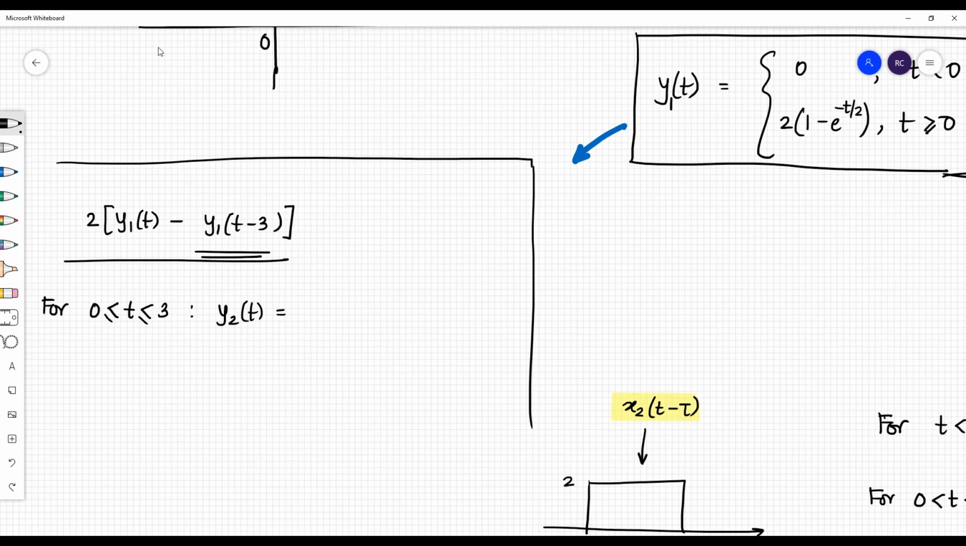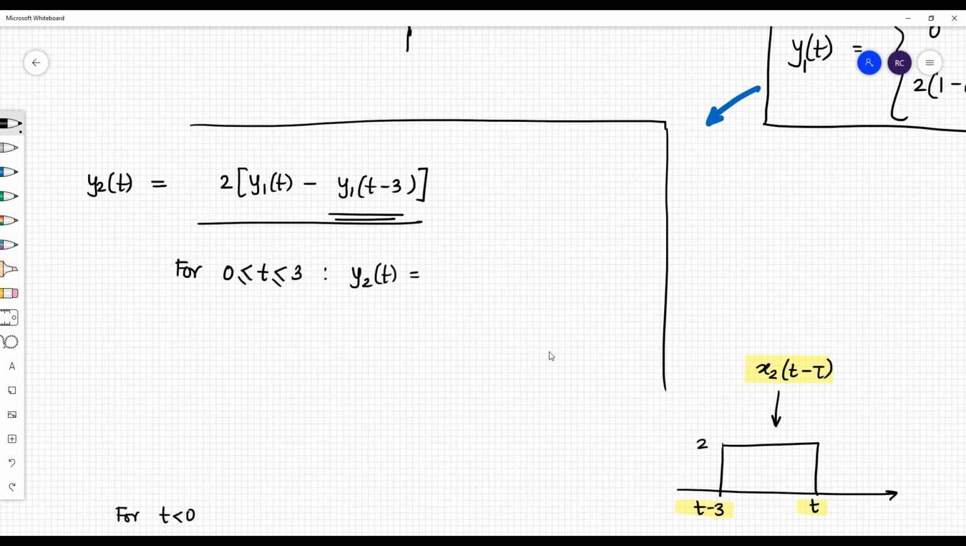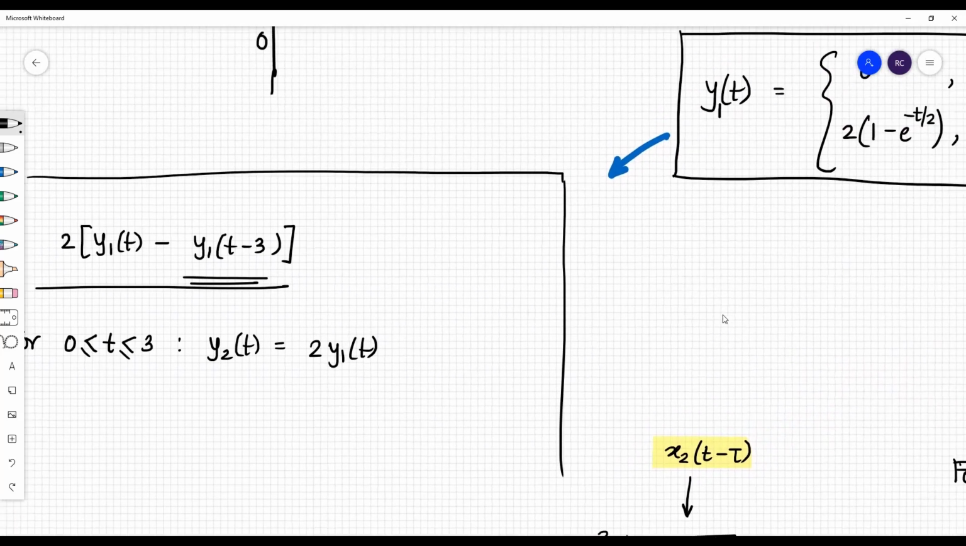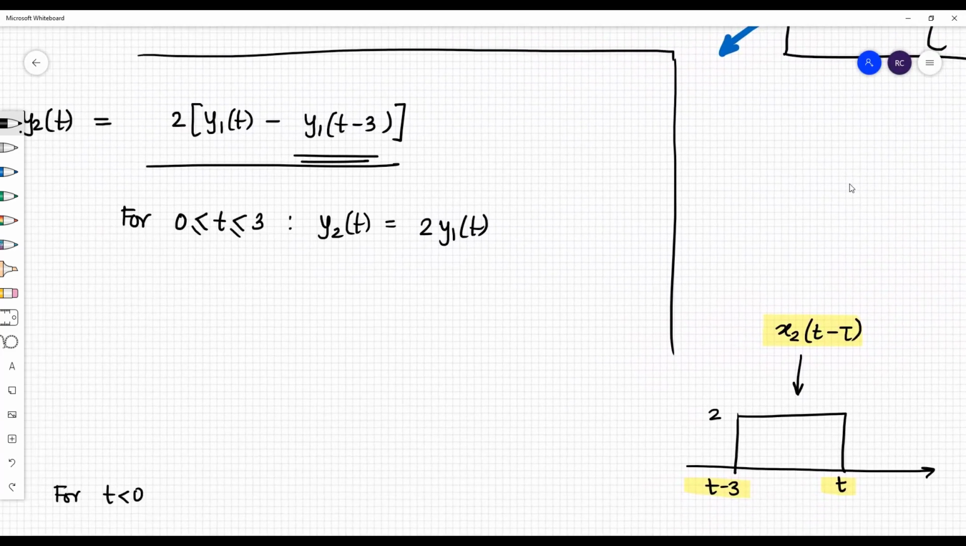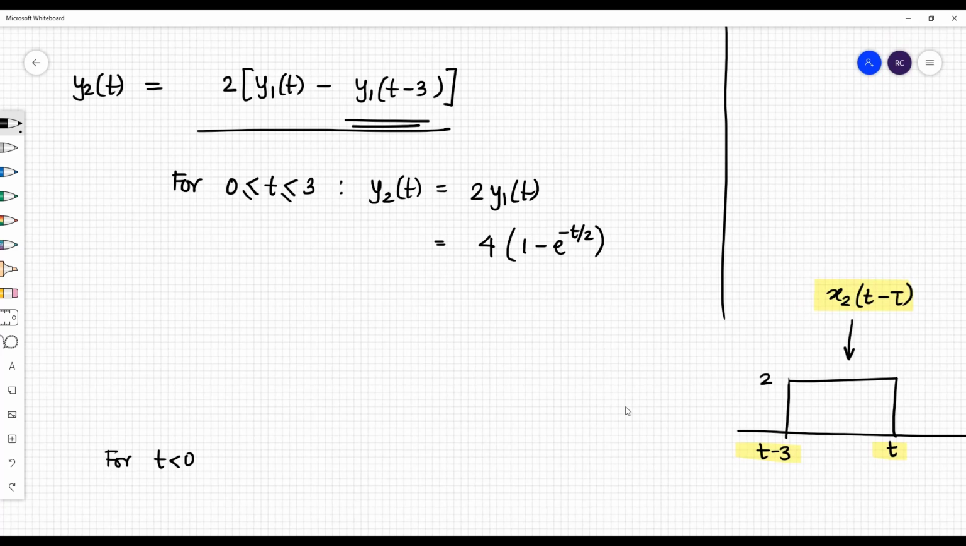And what is this function that we're trying to write? It should have been equal to y2(t), right? So in this range for t between 0 and 3, y2(t) should be nothing but 2y1(t). And what is y1(t) in this interval? y1(t) is 2(1 minus e to the power minus t by 2). So this becomes 2 times 2(1 minus e to the power minus t by 2), that is 4 times e to the power minus t by 2. Okay, case 1.